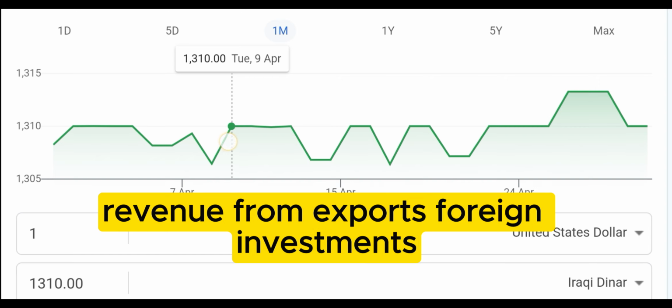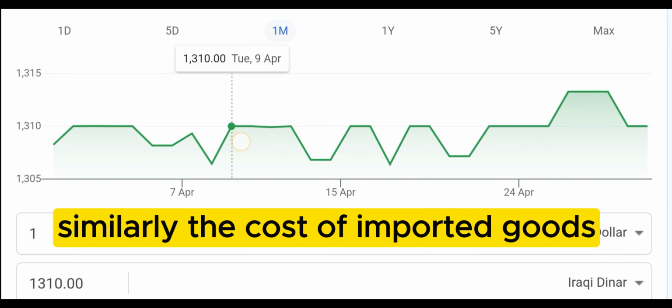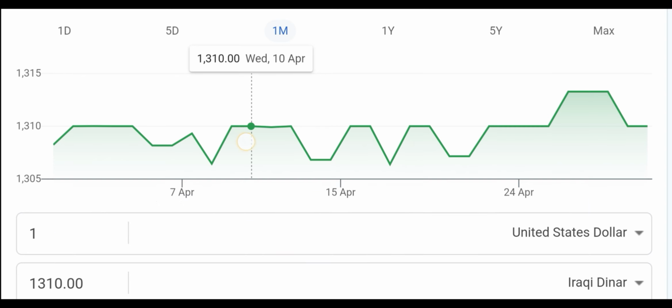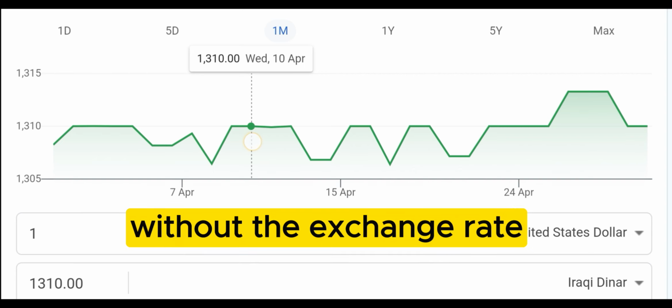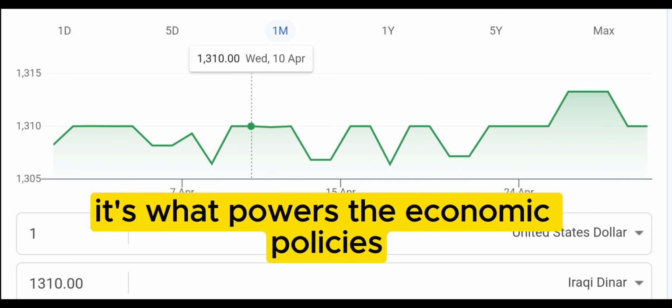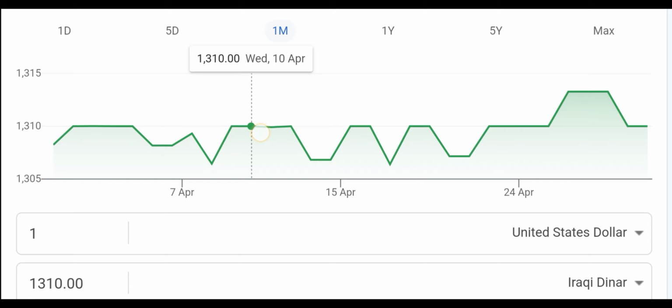Revenue from exports, foreign investments, and even aid can fluctuate with exchange rate changes. Similarly, the cost of imported goods, foreign debt repayment, and international commitments can also vary. So, when Frank says you cannot launch this budget without the exchange rate, he's spot on. The exchange rate is like the fuel for the budget's rocket. It's what powers the economic policies and enables a country to reach its financial goals.